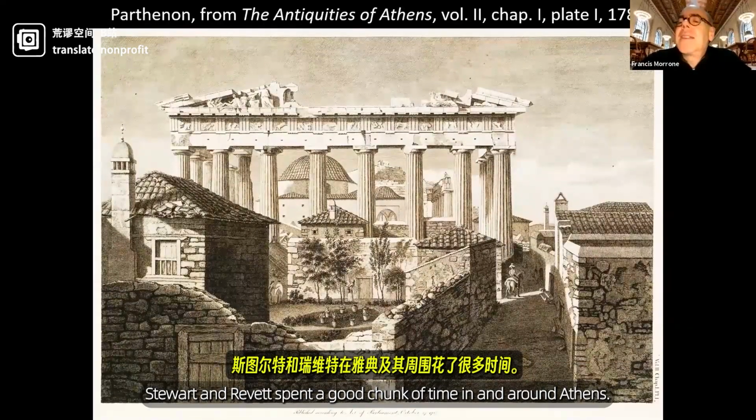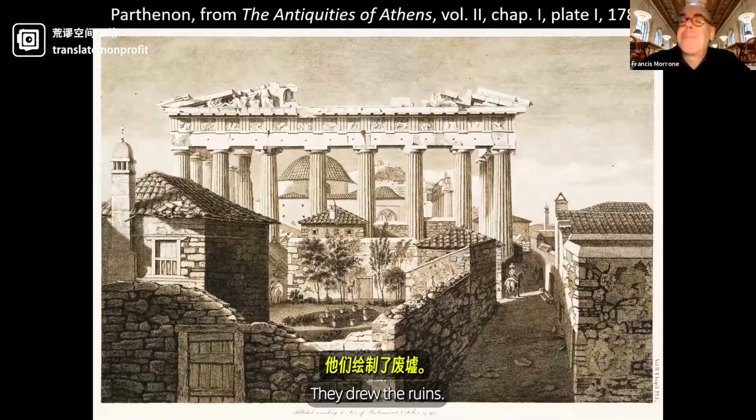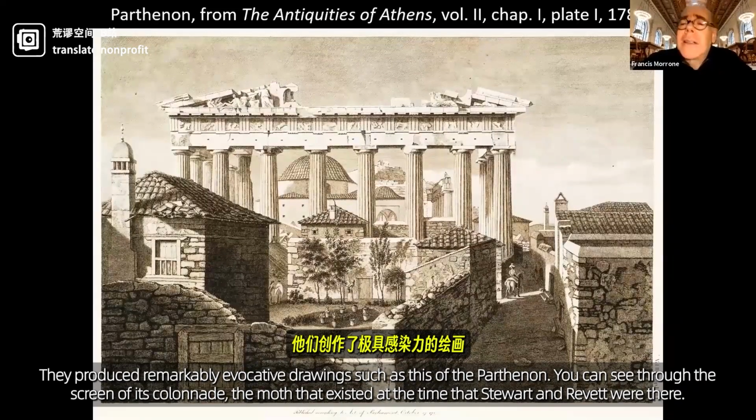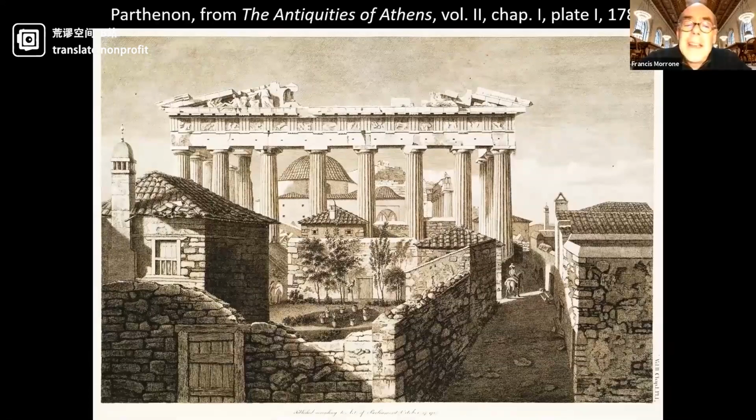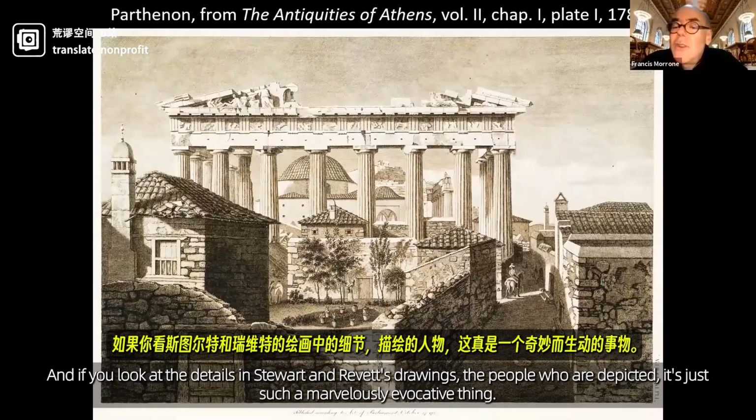Stewart and Revett spent a good chunk of time in and around Athens. They drew the ruins. They produced remarkably evocative drawings such as this of the Parthenon. You can see through the screen of its colonnade the mosque that existed at the time that Stewart and Revett were there. And if you look at the details in their drawings, the people who are depicted, it's just such a marvelously evocative thing.